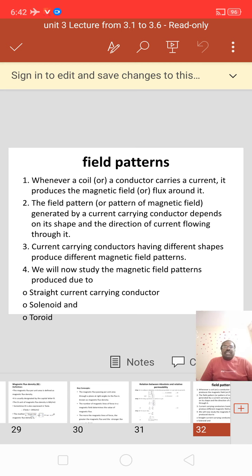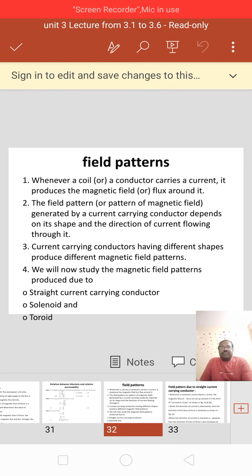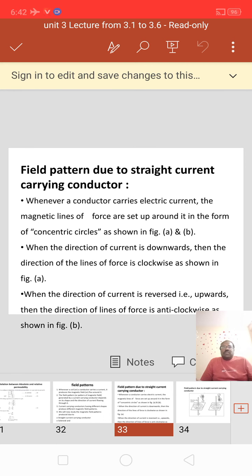We will now study the various magnetic field patterns produced due to a straight current carrying conductor, solenoid and toroid. First of all, we will learn about the field pattern due to a straight current carrying conductor. Whenever a conductor carries electric current, the magnetic lines of force are set up around it in the form of concentric circles as shown in the figure.